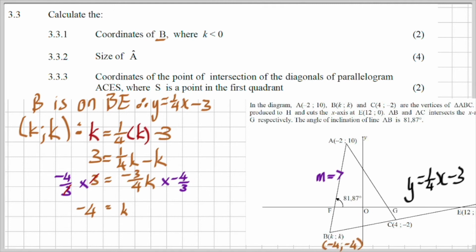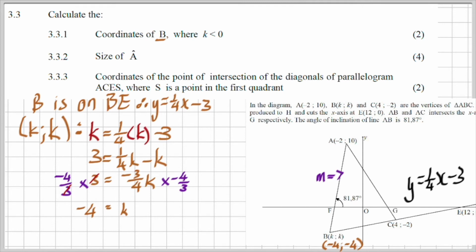Does that make sense? Well, yes, because the X values are on the negative side and the Y values are on the negative side. Yes, it makes sense. Please remember to always check, does it make sense? Look, ladies and gents, there are many options. You could use the gradient of CE and make it equal to the gradient of BC and solve for K. That would work just as well. It is your choice. Go and try it and see whether you get the same answer.